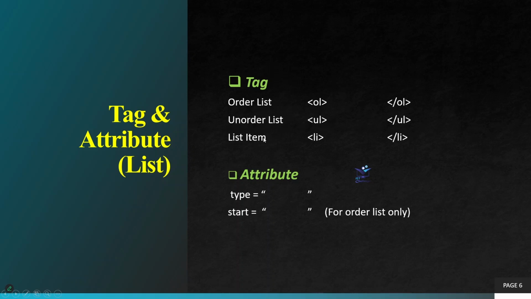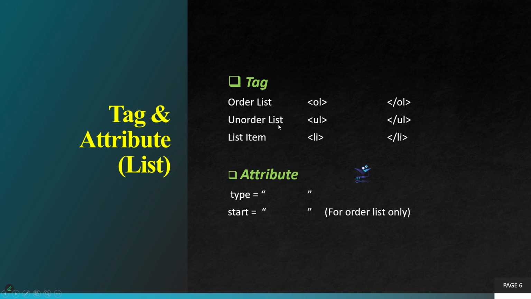And if you want to display any list item inside of this ordered and unordered list, then you have to write this LI. LI means the list item. Like if you want to display three list items, that means you have to write this LI tag three times inside of this OL tag. If you want to write four unordered list items, then you have to write the LI tag four times inside of this UL tag. Okay, so ordered list OL, unordered list UL, and LI for list item.